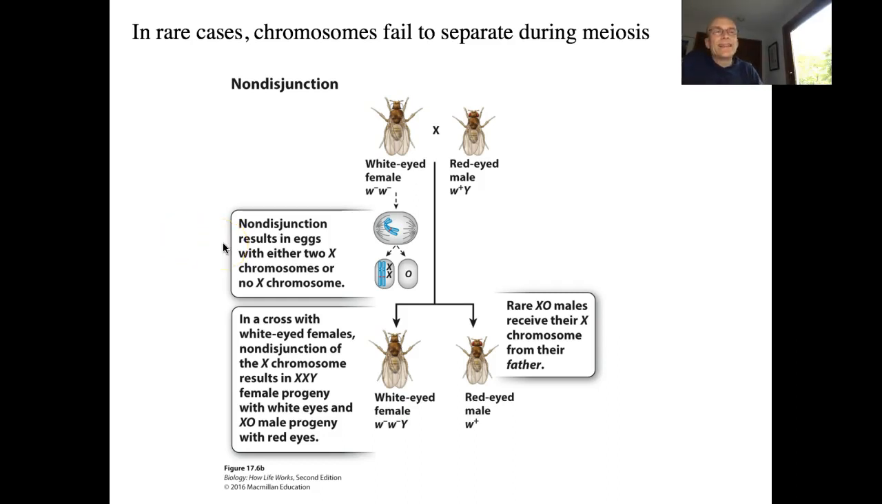So what is it that they saw? They saw that when they made the cross, they got infrequent individuals among their normal individuals that they saw, where they saw the red-eyed females and the white-eyed males. They found some white-eyed females and some red-eyed males.